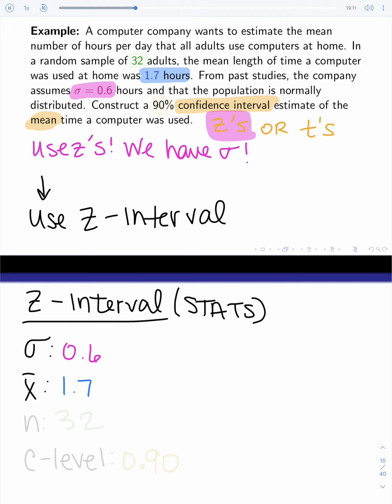Continuing along, the next thing that they ask you for is your N. Your N is going to be the size of your sample, which is 32 adults, so we can go ahead and input the 32. And then the last thing that they're going to ask you for is your C level, your confidence level. Well, what kind of confidence interval did they want? They wanted a 90%, so that's what we're going to use here. So that will get plugged in as a 0.90.